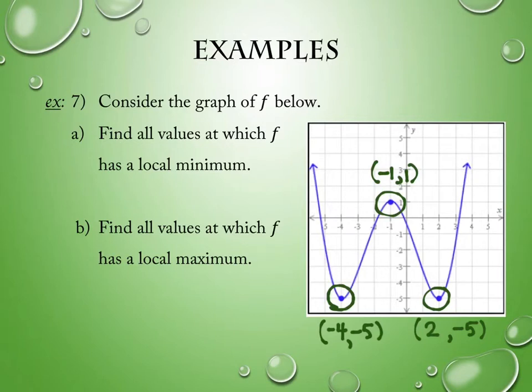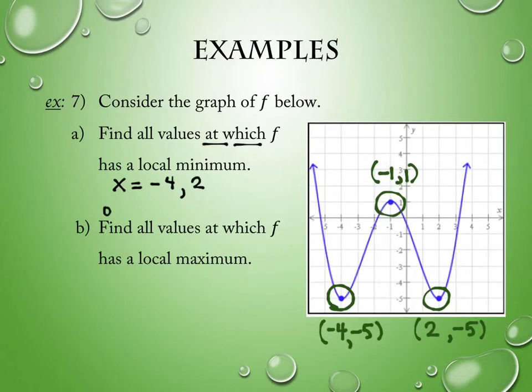But we need to answer the questions that are asked. This question says, find all values at which f has a local minimum. The "at which" means where is it happening? You can either write the ordered pair, which would be fine, or you could really just write the x value, because that's the location, because these are functions, right? The x value tells you where you are. So you could either write, for local minimum, that this is happening at x equals -4 and x equals 2.